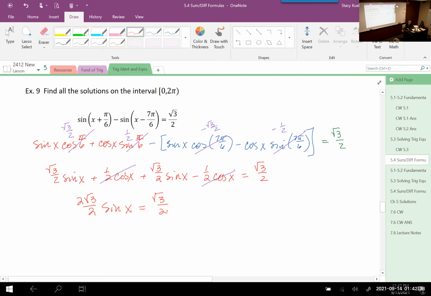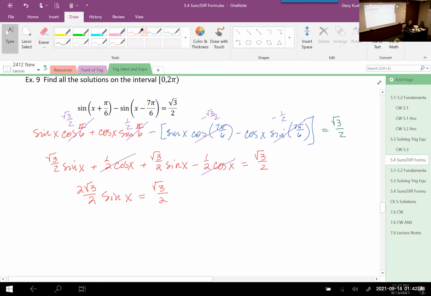So where did you get the 2 square root of 3/2? You just combine the square roots of 3/2? Yeah, I collected my like terms. I counted up how many I had. Okay, so cleaning this up, that cancels, right? This really just gives me the square root of 3 sine x is equal to the square root of 3/2.